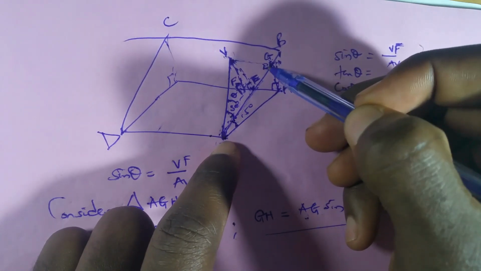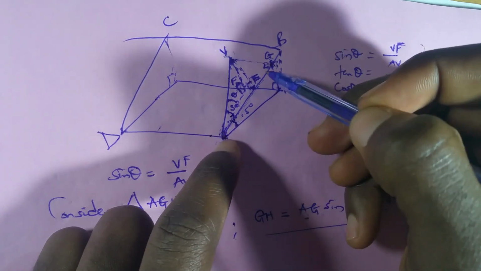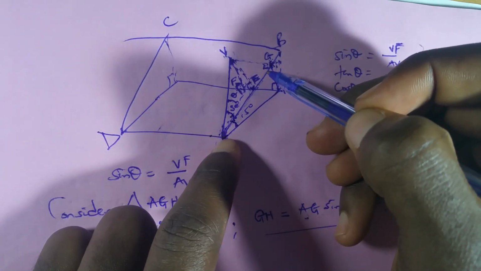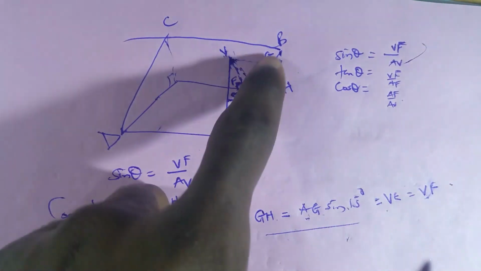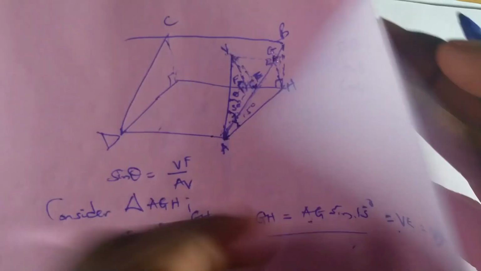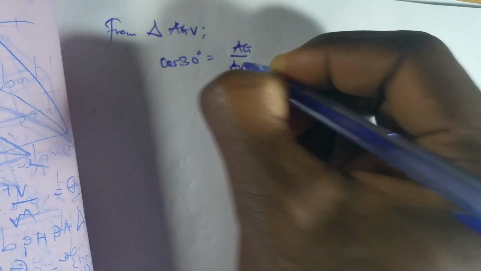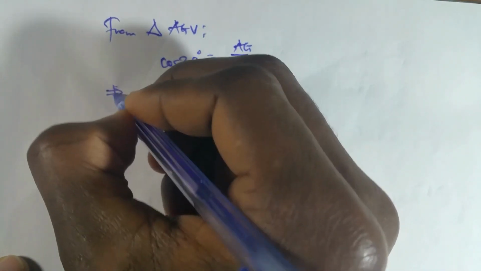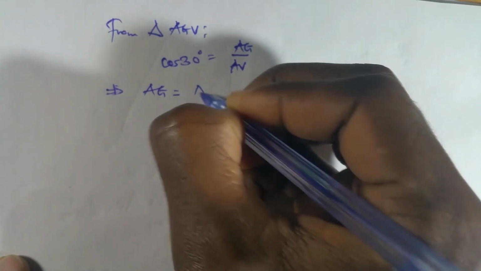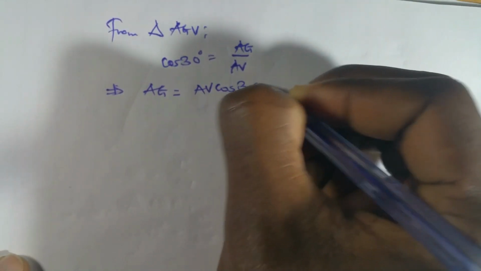Our AG comes from this adjacent. This angle is adjacent to that 90, so we have our adjacent AG. That means we consider a trig ratio that has adjacent, which is cos. So cos of 30 degrees is going to be given by AG out of AV, adjacent out of hypotenuse, where AV is our hypotenuse. Now that implies that our AG is given by AV cos 30 degrees.